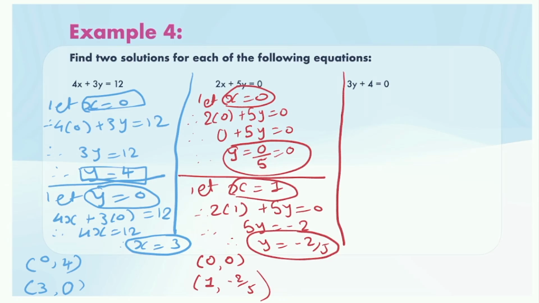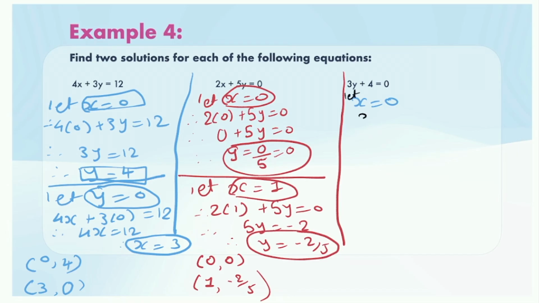Now we will see the third one. Third one is 3y plus 4 equal to 0. See here, I don't have any x. So I can put any value of x. I will get the same value of y each time. What I am saying is, let me take x equal to 0 and find the value of y. So if I put x equal to 0, what will be the value of y? Let me write that here.